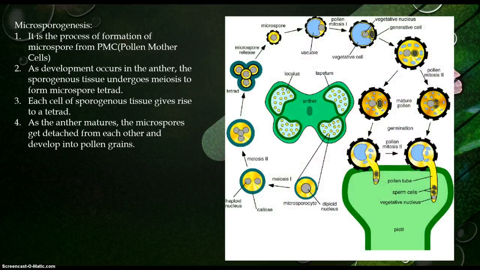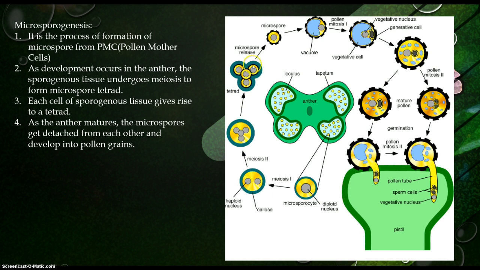You can see in this diagram, the first one is the microsporocyte, which is a diploid nucleus. Then it undergoes meiosis 1, and then meiosis 2, and develops 4 nuclei inside a single cell. Then all these 4 nuclei develop into 4 different cells, which is known as a tetrad. Each of these is a gamete.